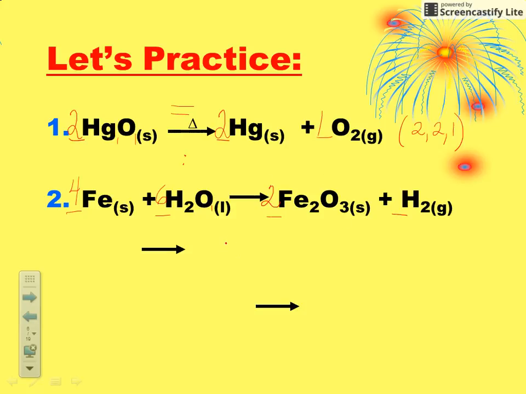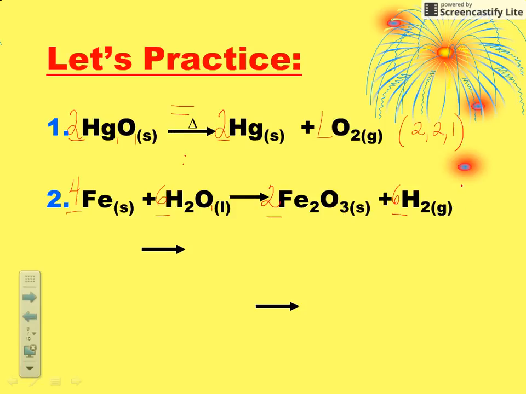Now the only element I have not balanced yet is the hydrogen. So 6 times 2 is 12 hydrogens. So I need to figure out how to get 12 hydrogens over here. Well, if I put a 6 here, 6 times 2 is 12 hydrogens. So I have 4 irons here, 4 irons here, 12 hydrogens here, 12 hydrogens here, and 6 oxygens here, and 2 times 3 is 6 oxygens here.